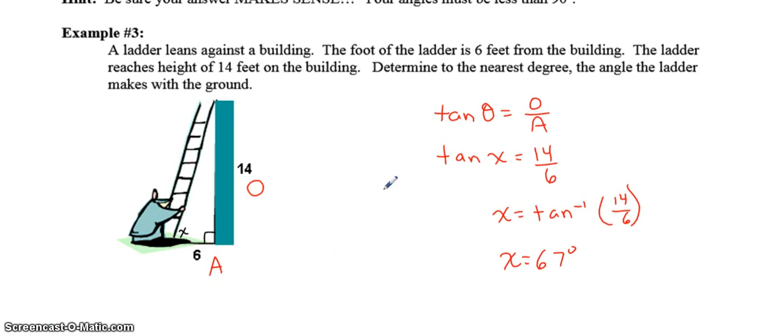This is what you should have for your solution to example number 3. The ladder was leaning against a building. The foot of the ladder was 6 feet from the building. The ladder reaches a height of 14 feet on the building, and you were asked to determine the angle the ladder makes with the ground. So that is this angle right here. That made that side the opposite and this side the adjacent. So you were using the tan formula, tan inverse of both sides, and get 67 degrees.